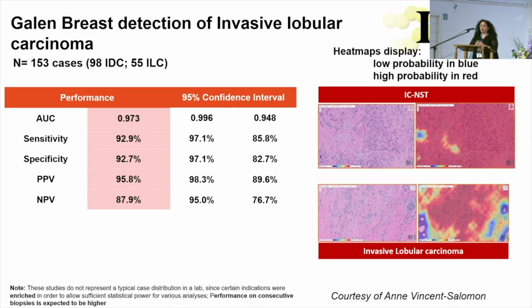This is another ILC study, also led by Anne and her team, on the development and validation of this very powerful algorithm, the Gallen-Breast algorithm, which was trained using a histologic ground truth, following the review by expert pathologists. And this algorithm could not only detect breast cancer, it could also distinguish and classify lobular carcinoma from ductal carcinoma, which, as we have heard during these days, is very important.